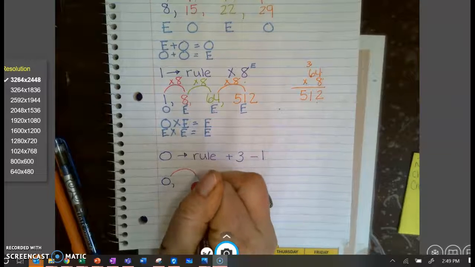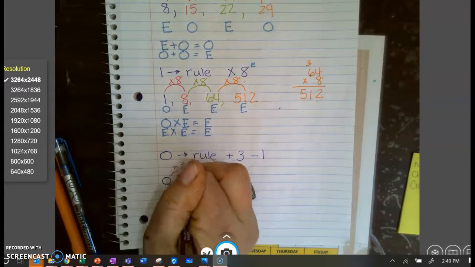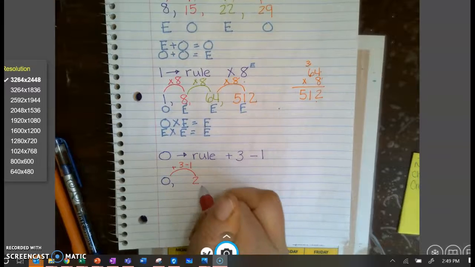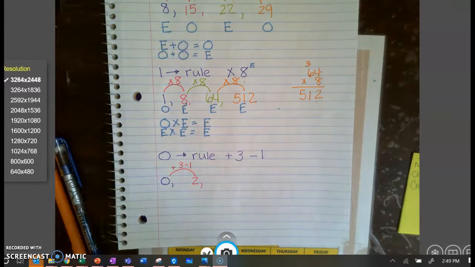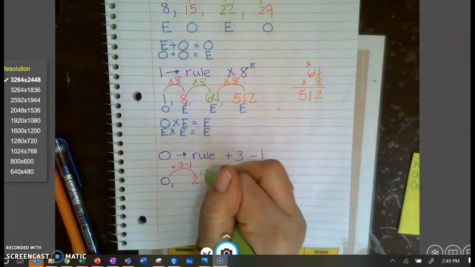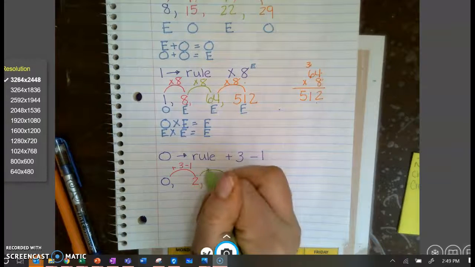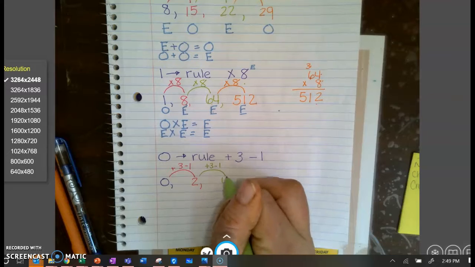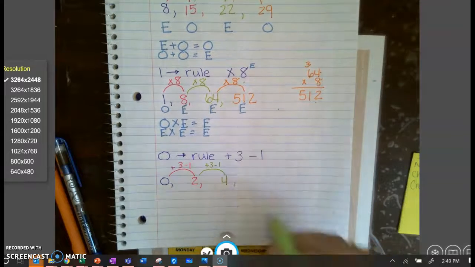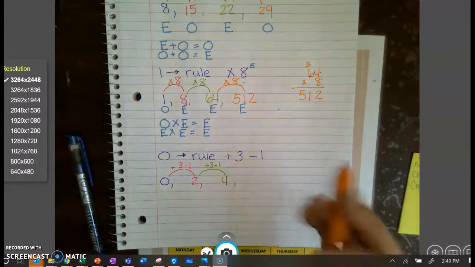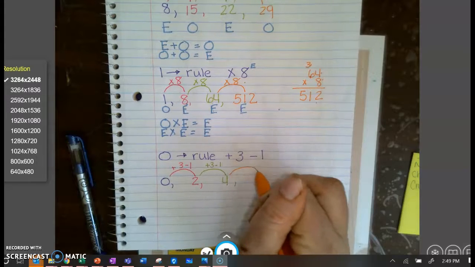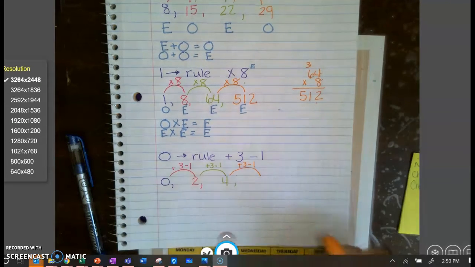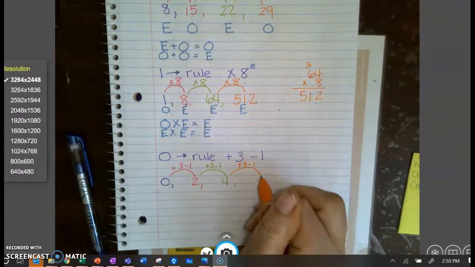And then I'm going to do my two-step rule. Plus 3. 0 plus 3 is 3. Minus 1 is 2. Okay, 2. I'm going to do my rule again to get another term. 2 plus 3 is 5. Minus 1 is 4. Do one more. Plus 3 minus 1. 4 plus 3 is 7. Minus 1 is 6.